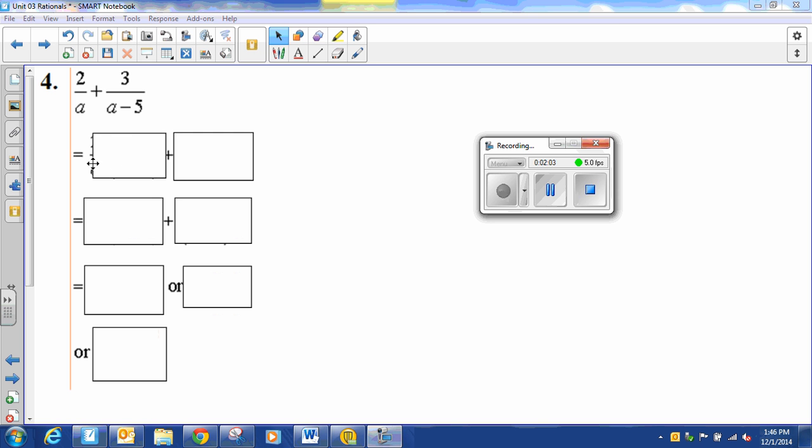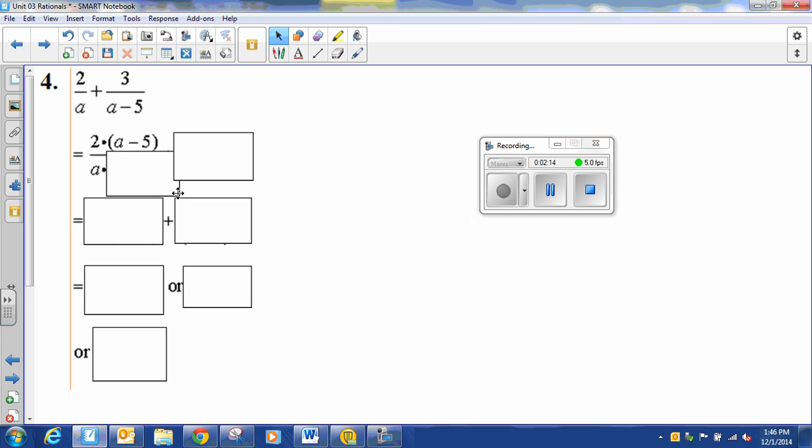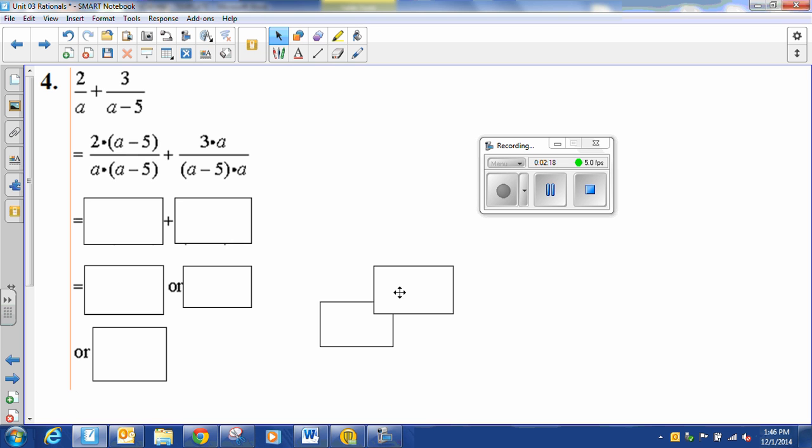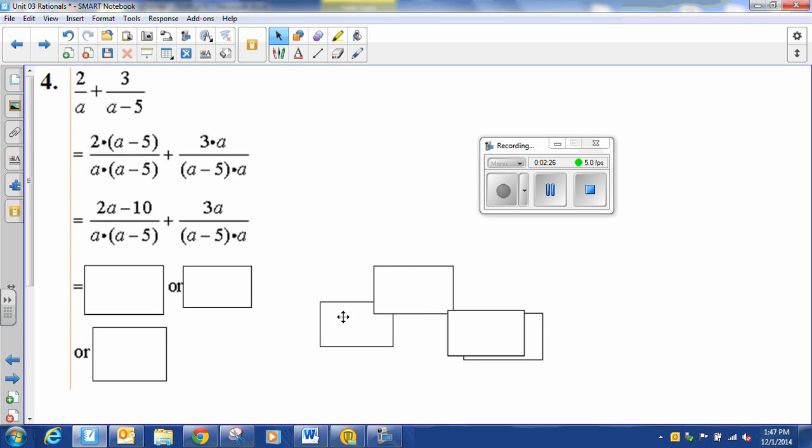Number 4, the missing factor for this fraction is a minus b, and the missing factor for this fraction is a. So we need to multiply a minus 5 over here, and we need to multiply this fraction by a over here. Distributing, we get 2a minus 10, and distributing here we get, well, we don't need to distribute that quite yet.